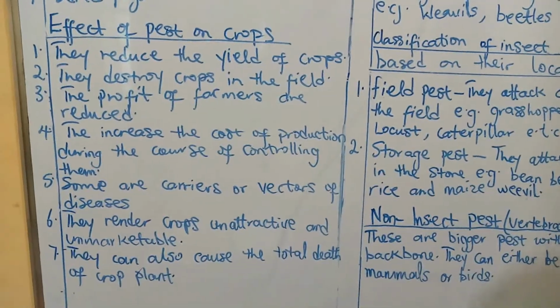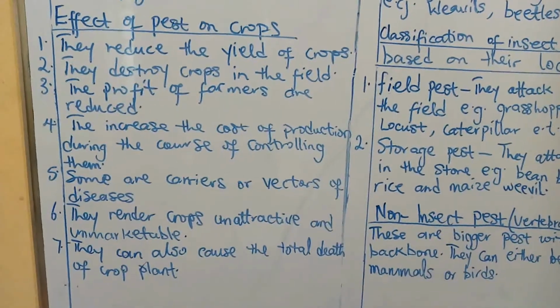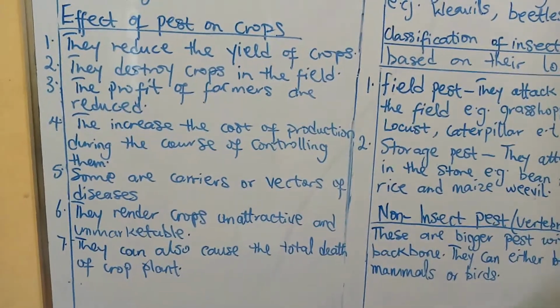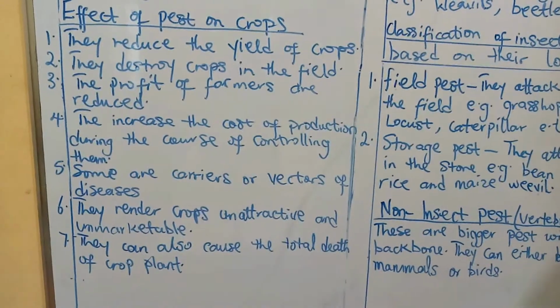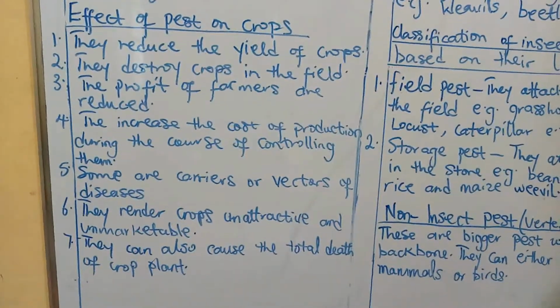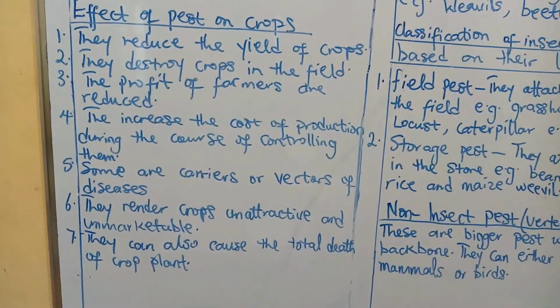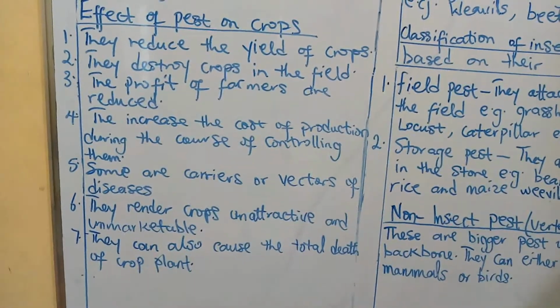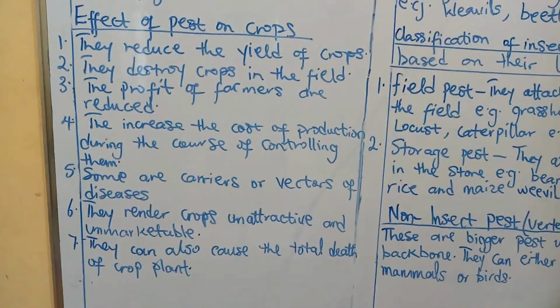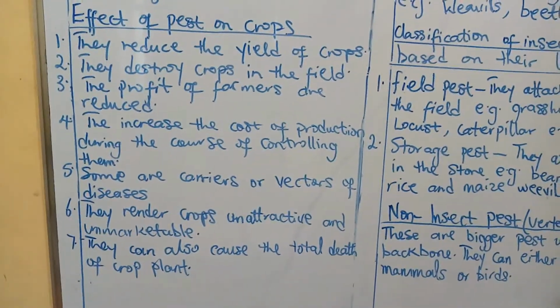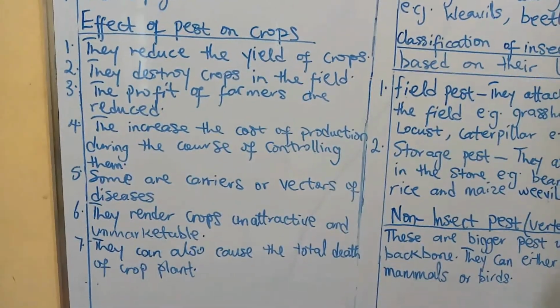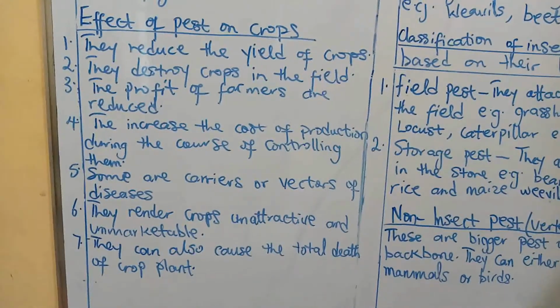Okay, now number 5 is some are carriers or vectors of diseases. Yeah, some of these pests are actually carriers, and they transfer that disease to your crop plant. Number 6, they render crops unattractive and unmarketable. Imagine you going to the market now and you want to buy fruits that have been infested with caterpillars and all whatnot. You won't like to buy that. Okay, that's what a pest will do to your crop plant.